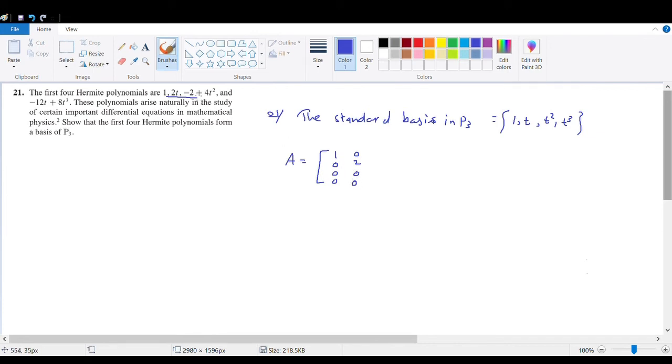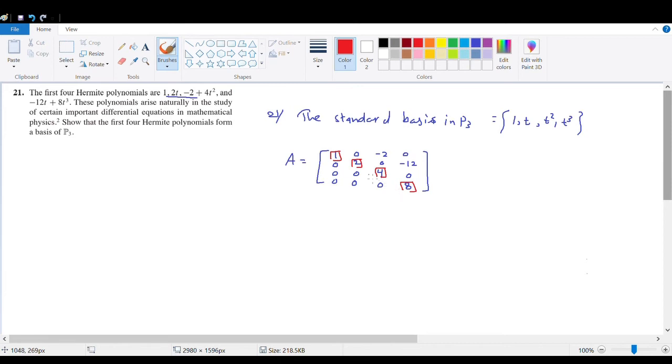Now for the third one, minus 2 plus 4t squared. So this is minus 2, 0, then 4, then 0. Now for the last one, we have 0, then minus 12, then 0, then 8. If we look at this matrix, it is in echelon form, where we have a pivot, then a pivot, then a pivot, then also a pivot.